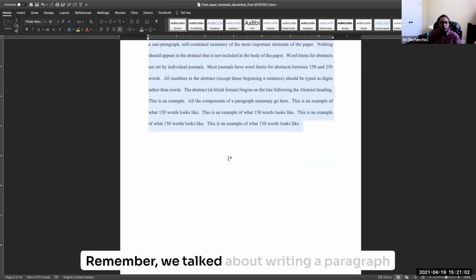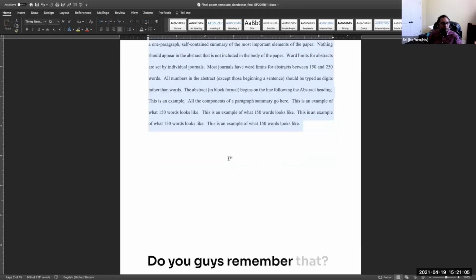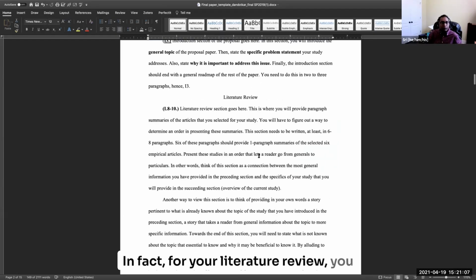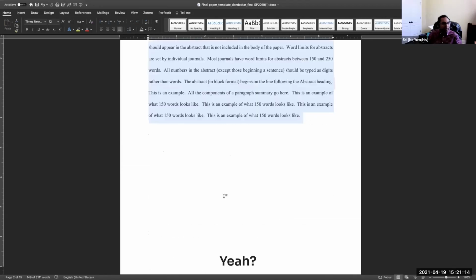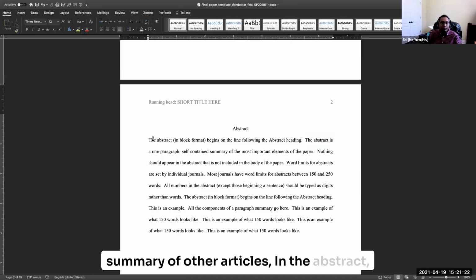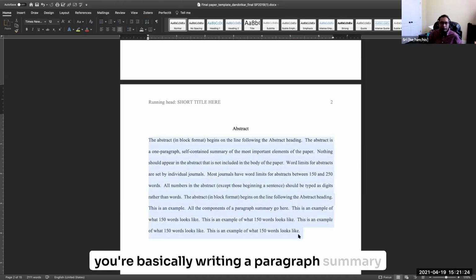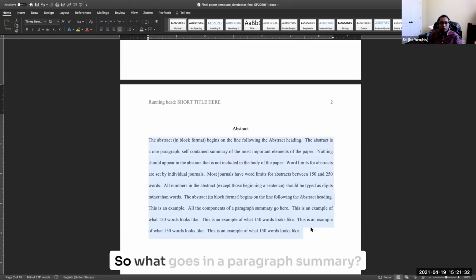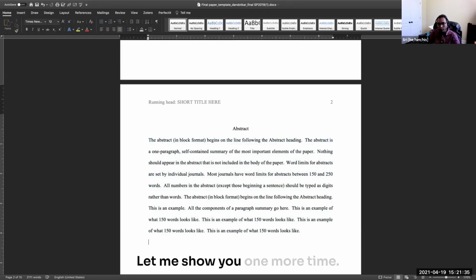Remember, we talked about writing a paragraph summary. Do you guys remember that? In fact, for your literature review, you wrote paragraph summaries of 10 articles. Remember that? Yeah. Okay. Now, that paragraph summary was the paragraph summary of other articles. In the abstract, you're basically writing a paragraph summary of your own study. So what goes in a paragraph summary? Well, let me show you one more time.